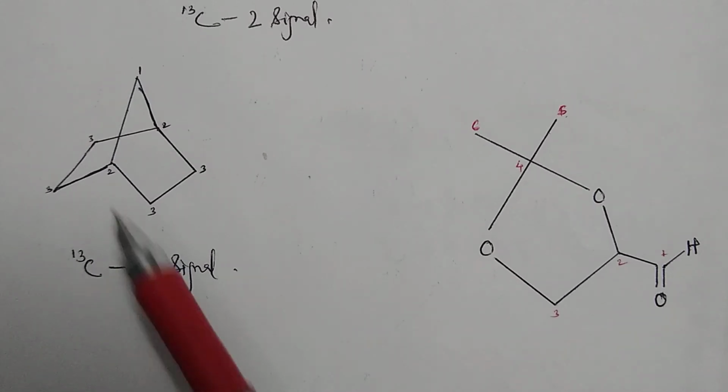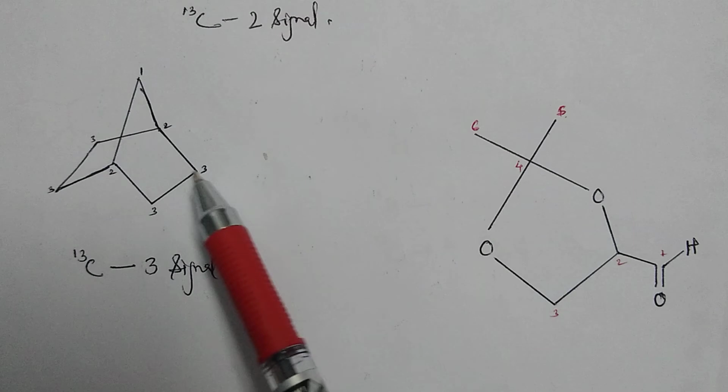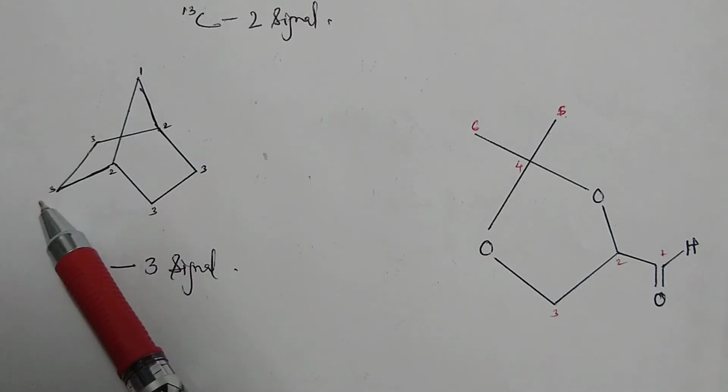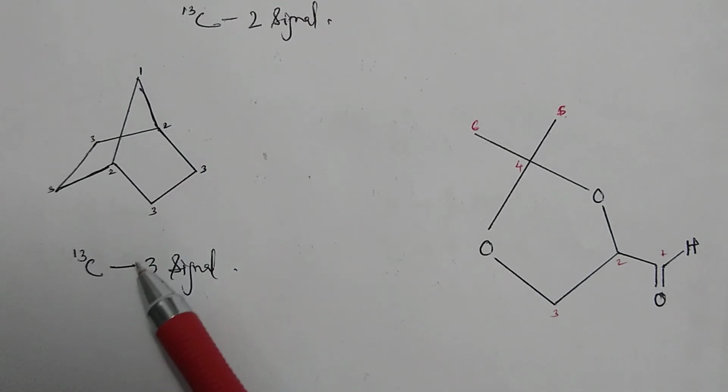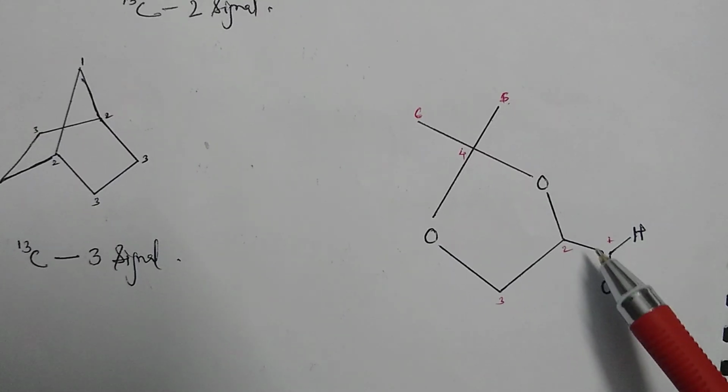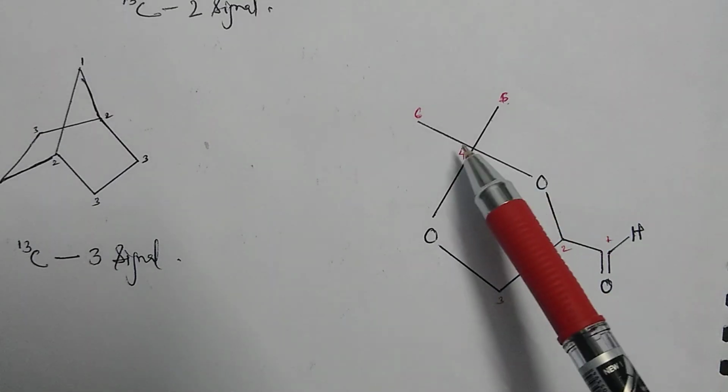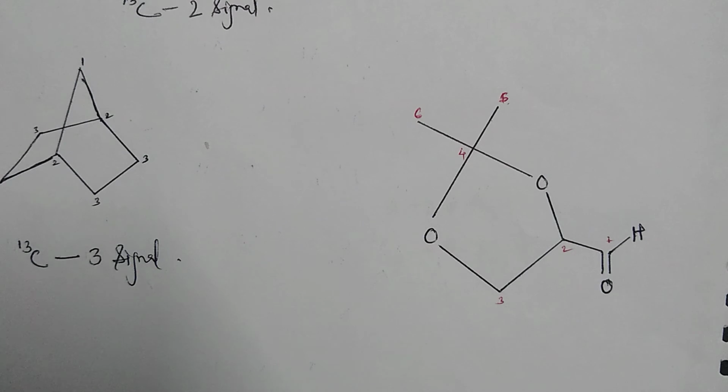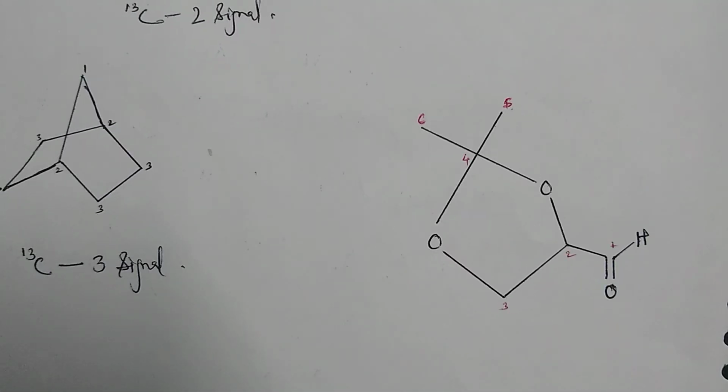Likewise, such an idea we have already discussed in the proton NMR spectrum for the number of signals. Here also we'll get 1, 2, 3. The other side also is 3. So we'll get 3 signals in the 13C. Here we'll get 1, 2, 3, 4, 5, 6. We'll get 6 signals in the 13C NMR spectrum.